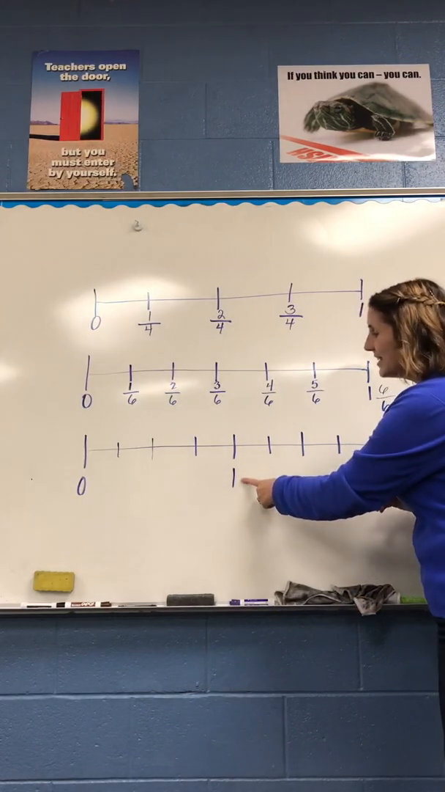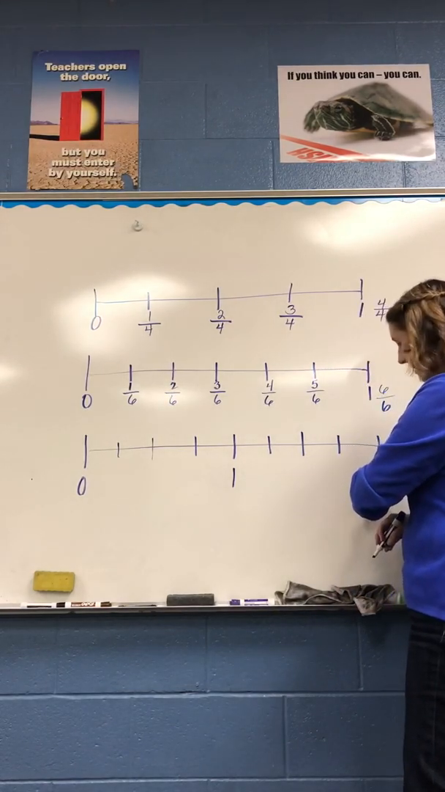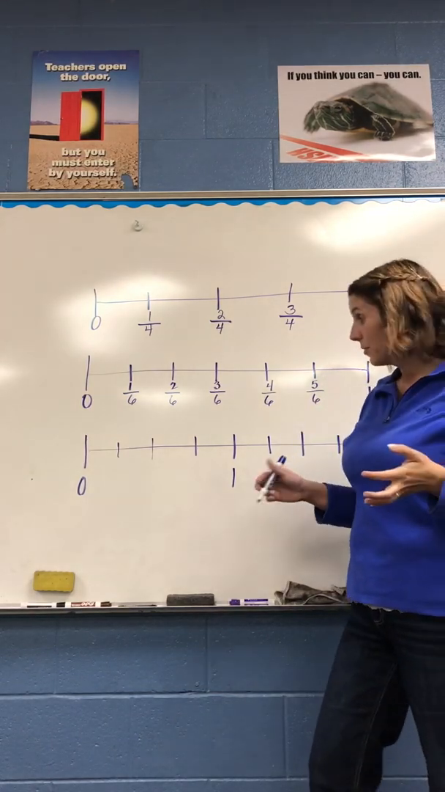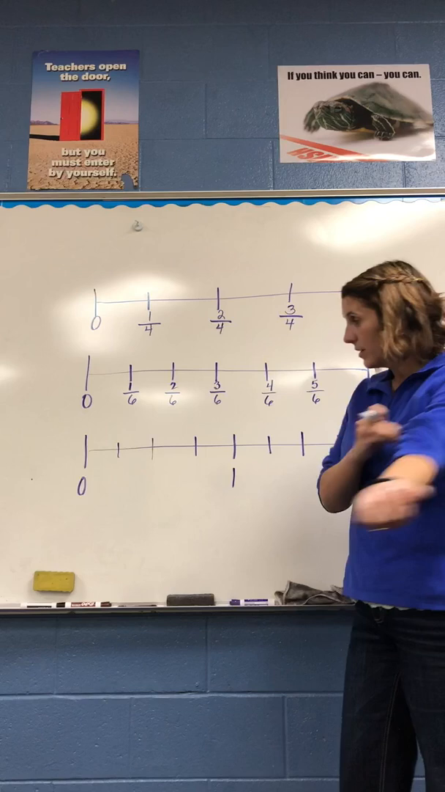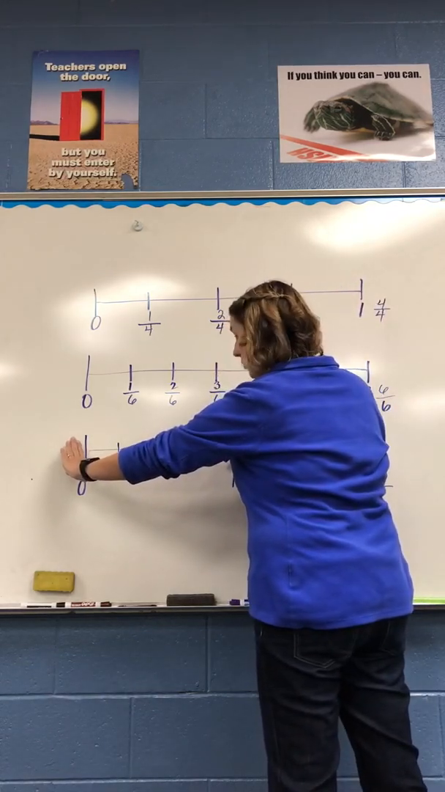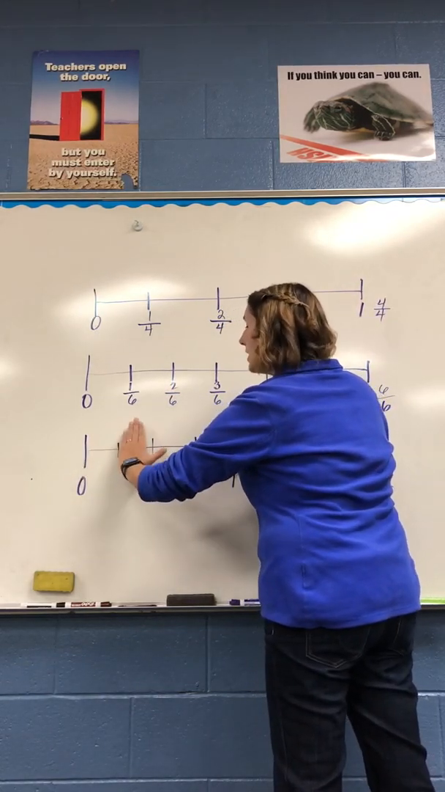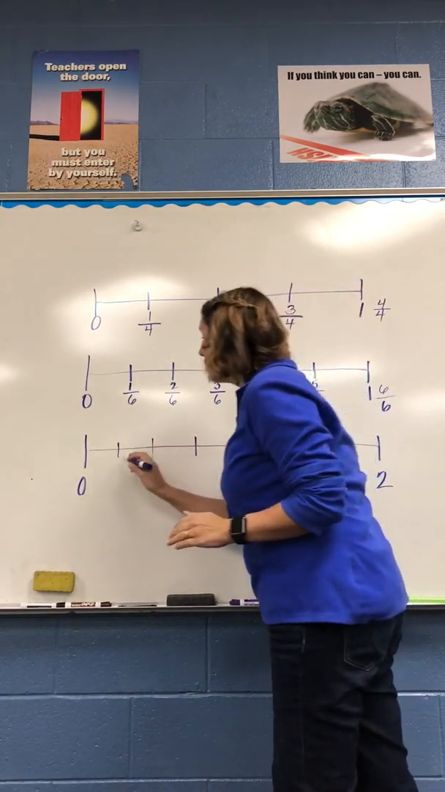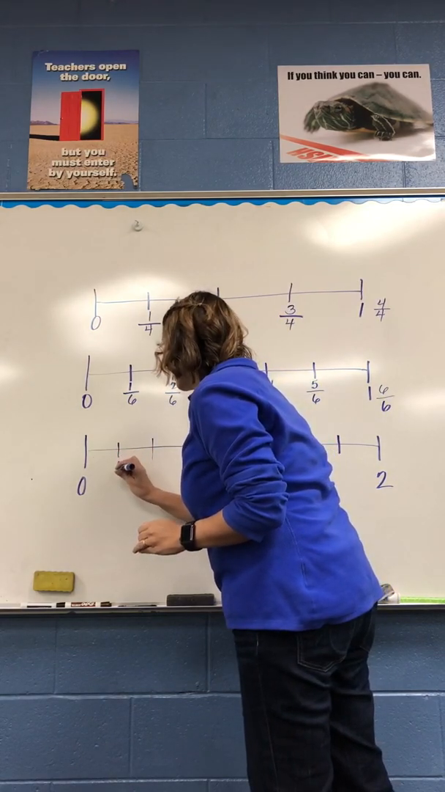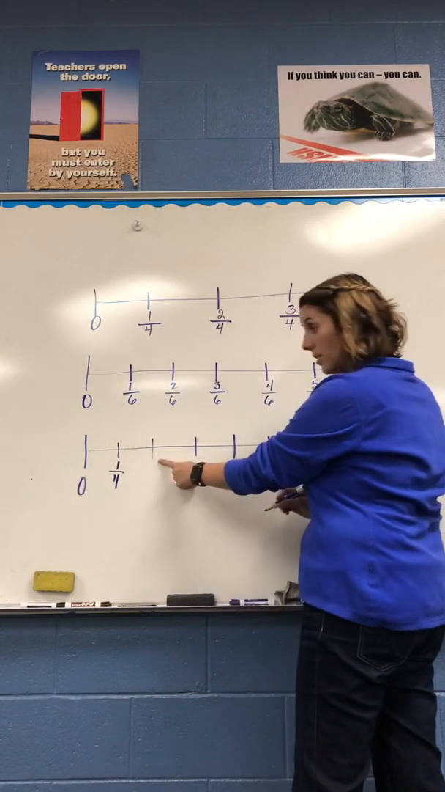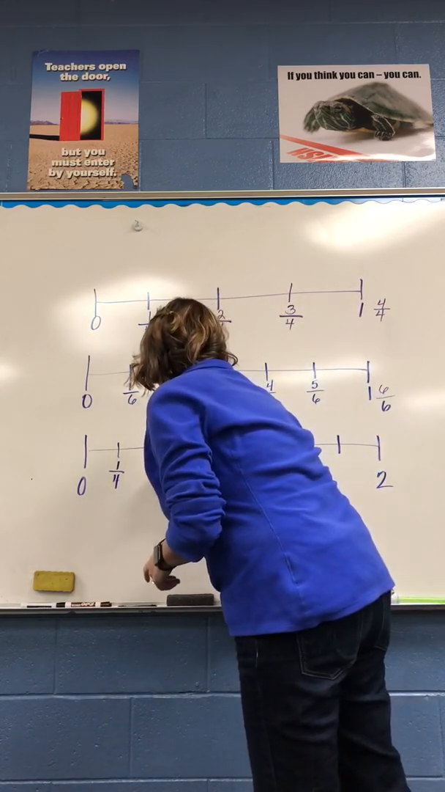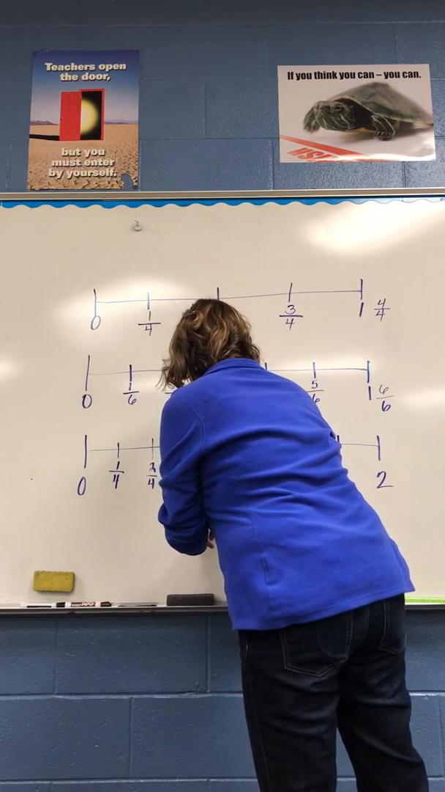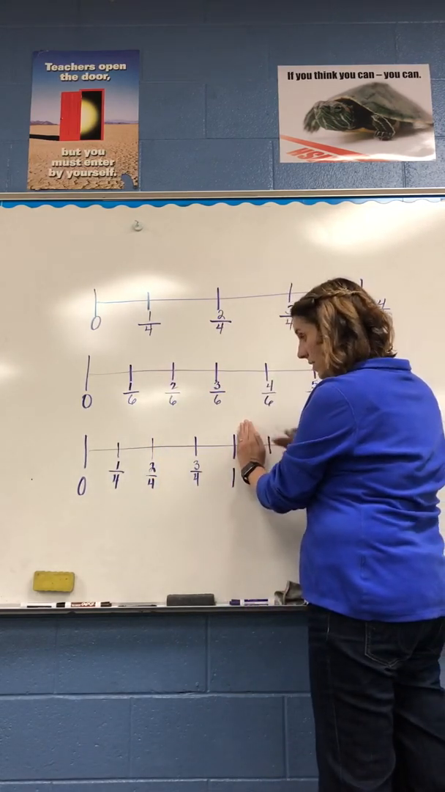All right, and I know this is 1, this is 2. So anything past here is what we call a mixed number, okay? But let's start right here first, in between 0 and 1. That's what I want to go with, 0 and 1. How many sections do I have? 4, right? So this would be 1 of those 4 sections. This one, 2/4. Here, 3/4.